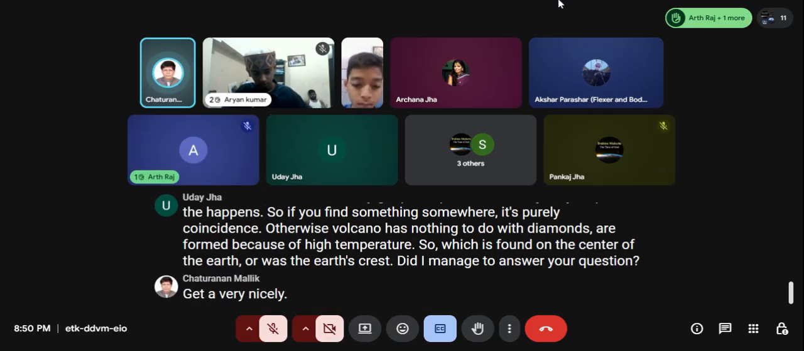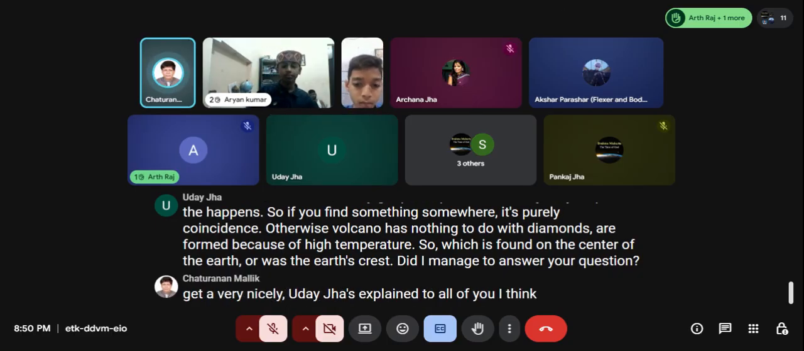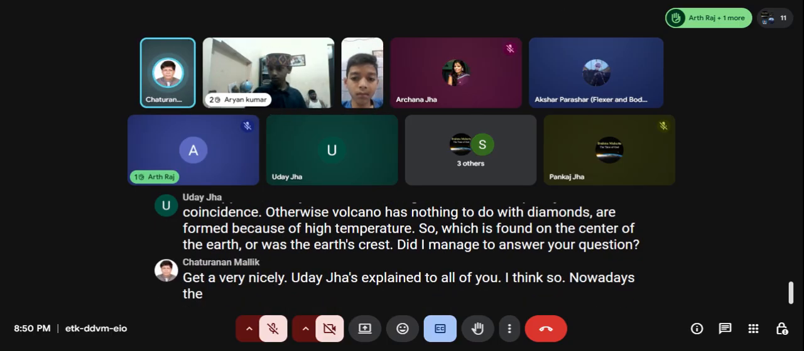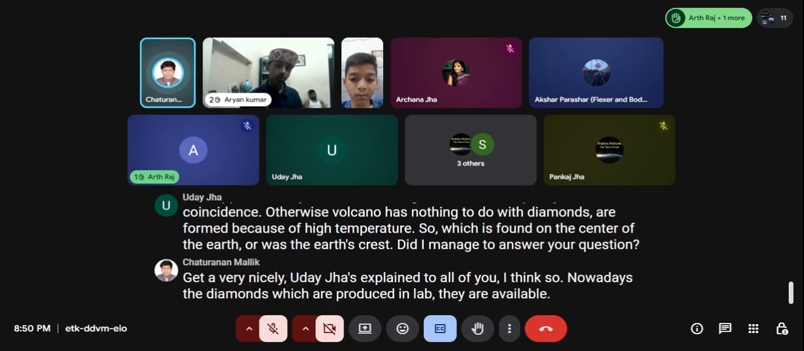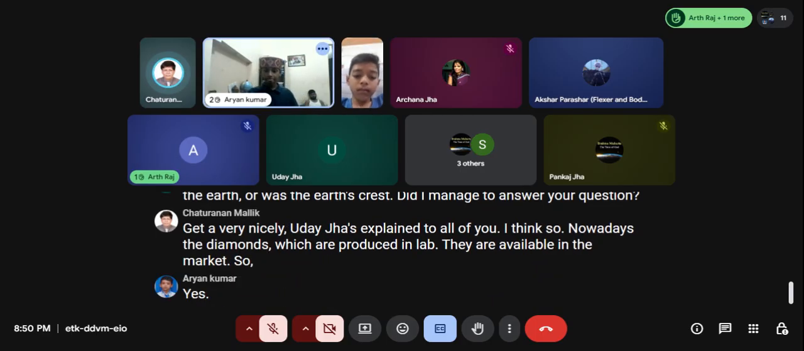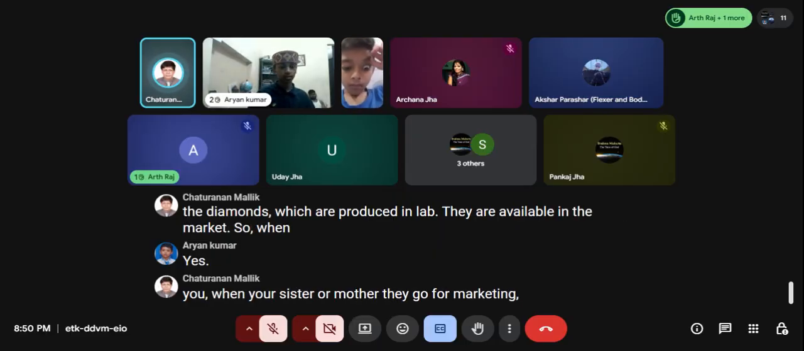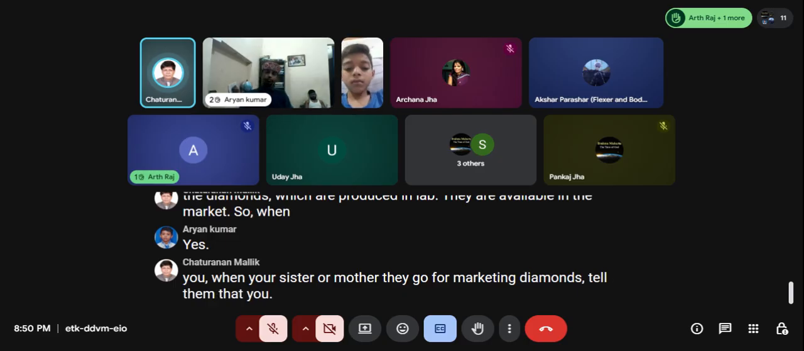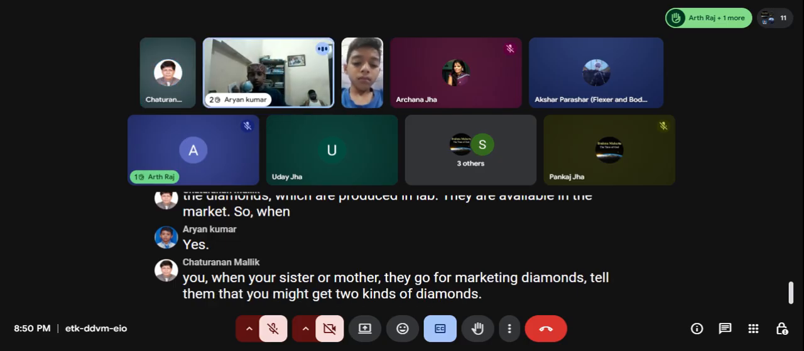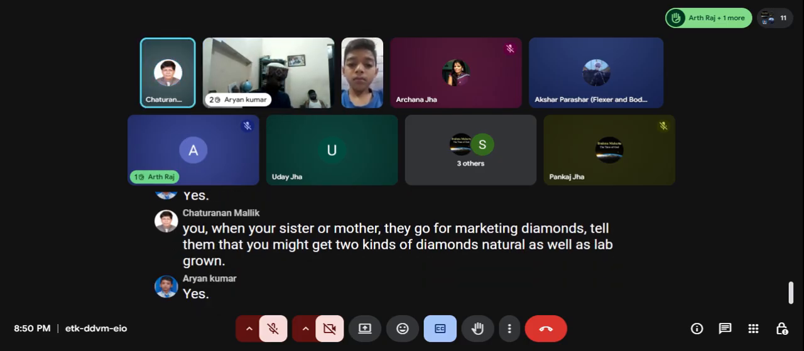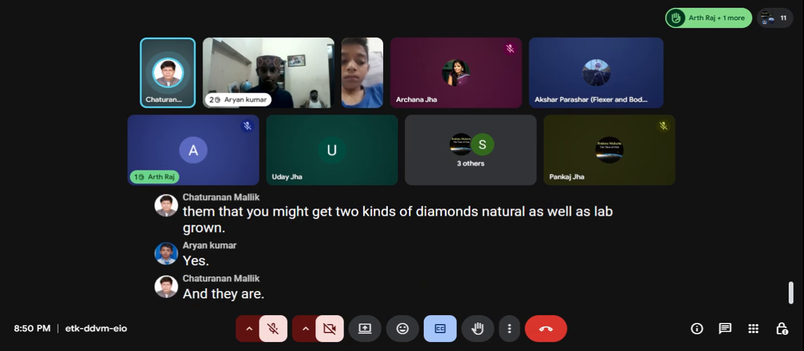Very nicely Udayji has explained to all of you, I think. See, nowadays the diamonds which are produced in labs are available in the market. So when your sister or mother go for buying diamonds, tell them that you might get two kinds of diamonds, natural as well as lab grown, and they are nearly almost the same.